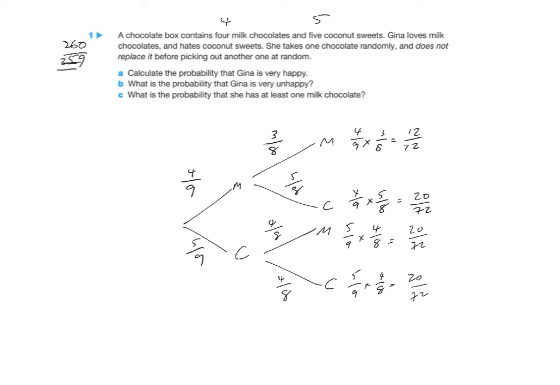Now, just a quick check: all of these final results should add up to 1, because there's no other possible result. You can argue and say, what if she vomits or something? No, be simple, keep it easy. Right, do they add up to 1? Yes, 20 plus 20 plus 20 is 60 plus 12 is 72. So we are good. Calculate the probability that Gina is very happy.